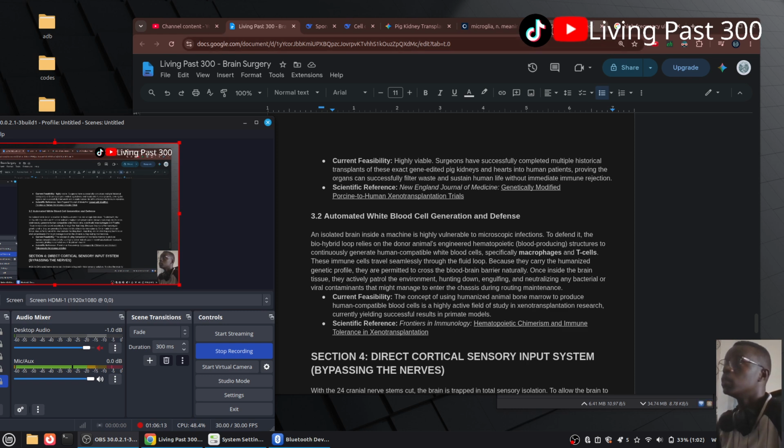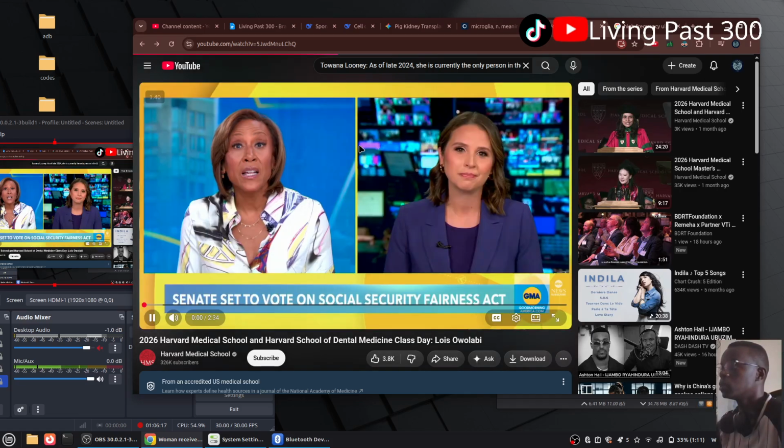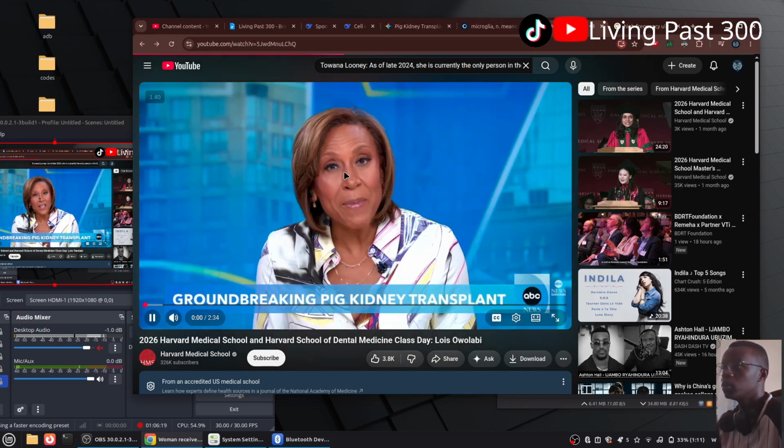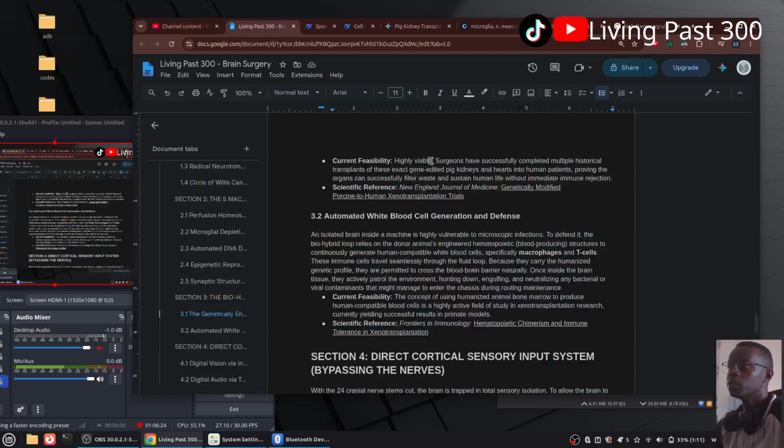So basically, we saw that there is this woman who has been living with a pig kidney, but eventually she developed an infection, and they had to remove it. But it shows that it's possible. And also, I would have to make the white blood cells, like the macrophages and T cells. They're like the army that fights off diseases in your body. So we'd have to make something that continues to make these guys and pump them to the blood.